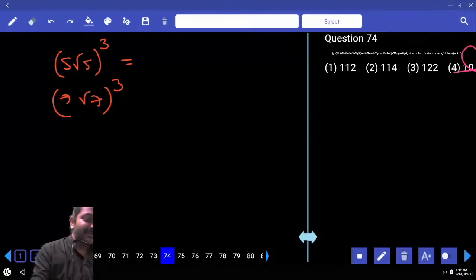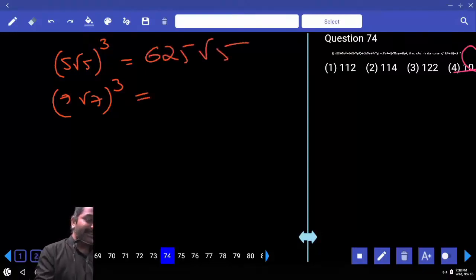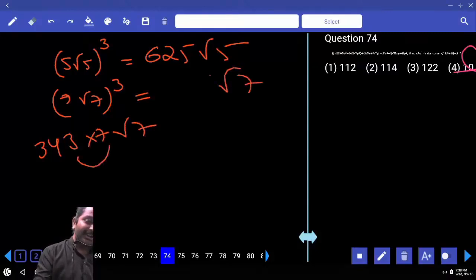125, 5 times. 625 or 725? 625, correct. 625 root 5. 7 cube is how much? 343. Root 7 cube means 7 root 7, right? Here root 7 stays, 7 into 3 gives 1.